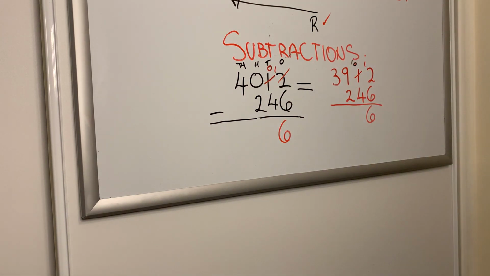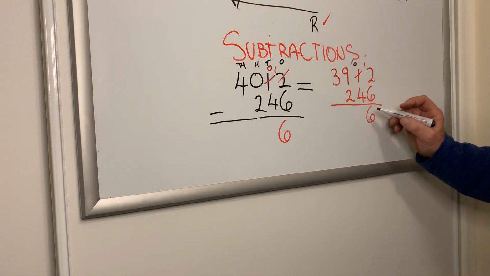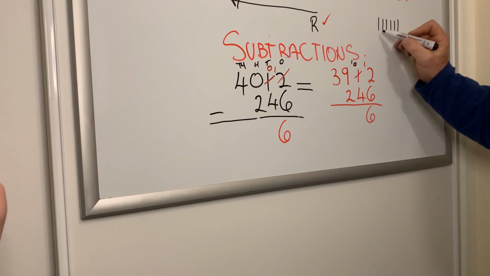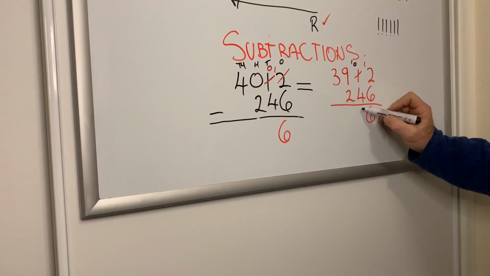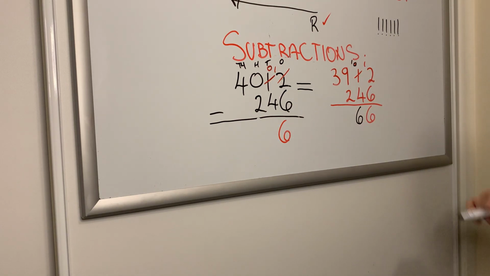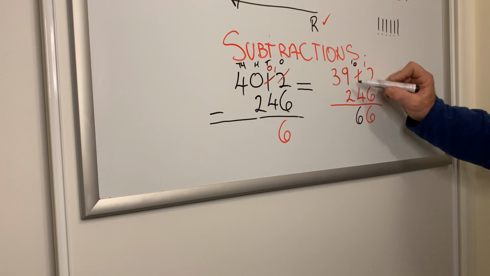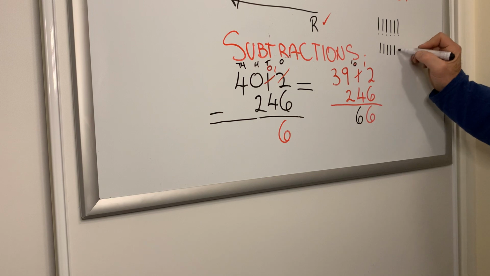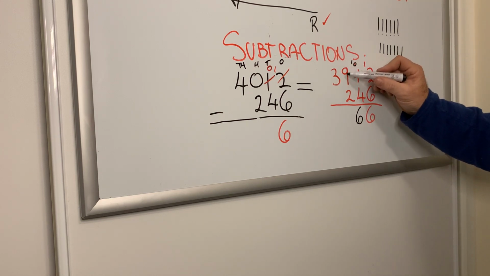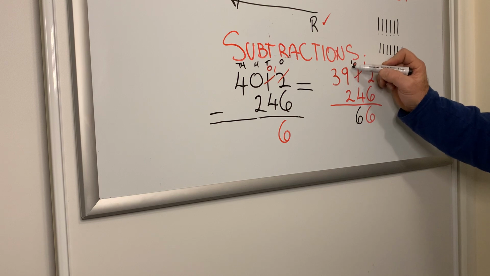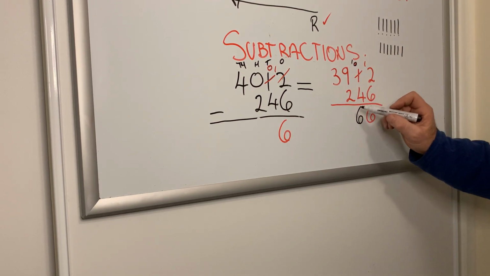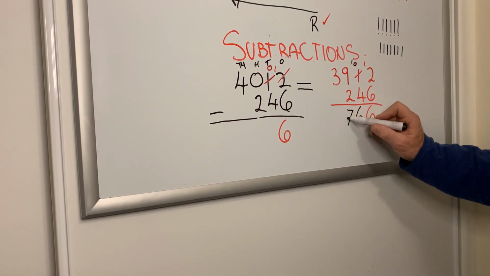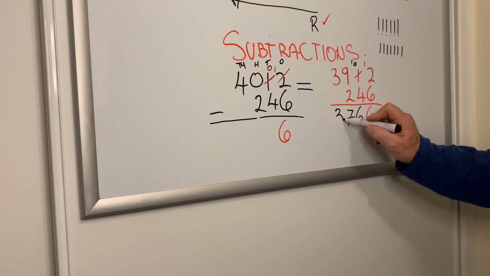So 10 take away 4 is, so 4, 5, 6, 7, 8, 9, 10. So we've got 1, 2, 3, 4, 5, 6. So it's a 6. Now, what's this one? 9 take away 2. So 2, 3, 4, 5, 6, 7, 8, 9. Because 9 is larger, we can say 9 take away 2 is 7. And then 3 take away nothing is 3.